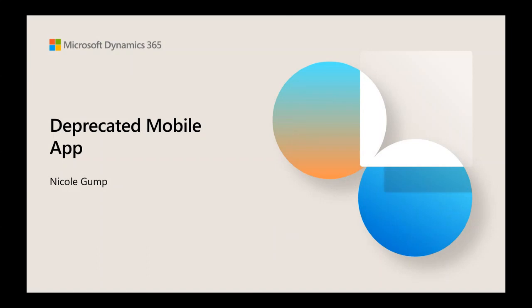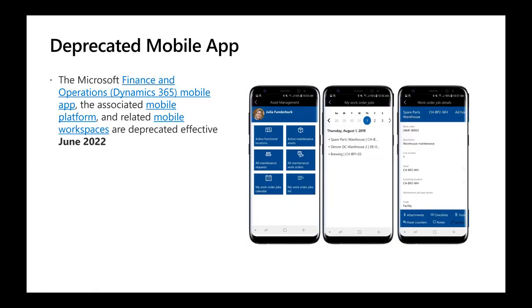So let's start by reviewing the deprecated mobile app. We deprecated the Dynamics 365 mobile platform and the related mobile workspaces last June. That includes the Asset Management workspace. If you are currently utilizing this functionality, you will be able to continue to do so until Wave 2 next year. That's the October 2024 release. And this follows our standard 1-year deprecation notice timeframe.